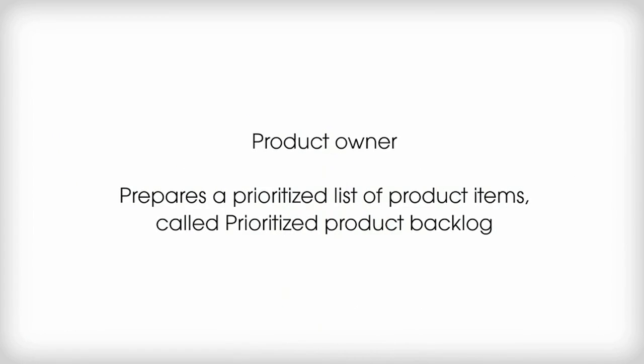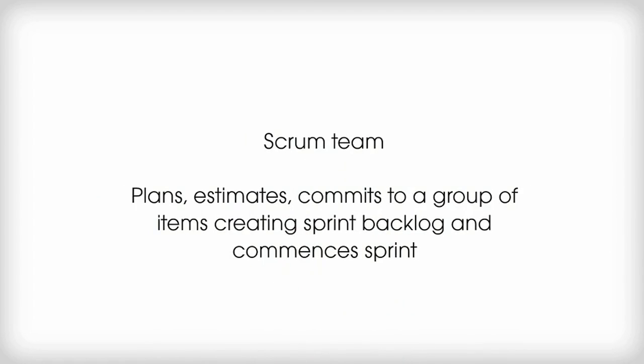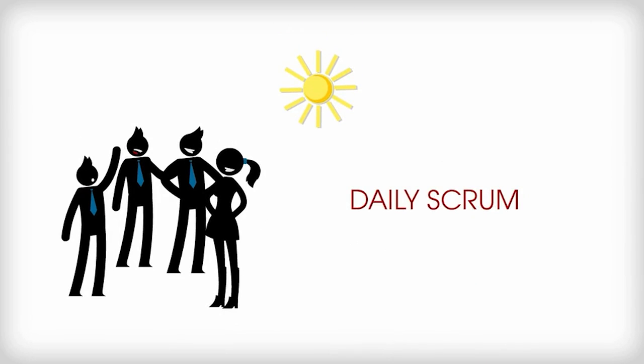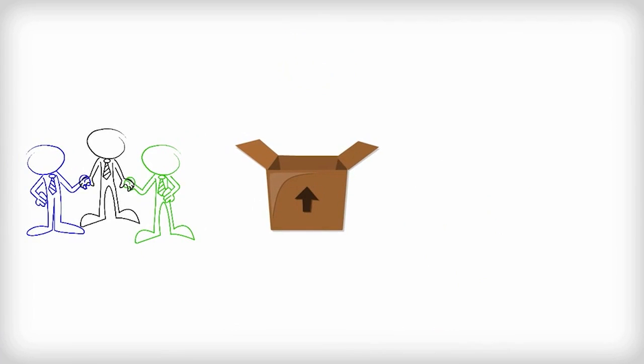First, the product owner prepares a prioritized list of product items, called the Prioritized Product Backlog. Next, the Scrum team plans, estimates, and commits to a group of items, creating the sprint backlog, and commences the sprint. During the course of the sprint, a standing status meeting is held each day. This is sometimes called the daily Scrum. At the end of the sprint, the delivery team demonstrates the potentially shippable software or product to the product owner. That's Scrum in a nutshell.